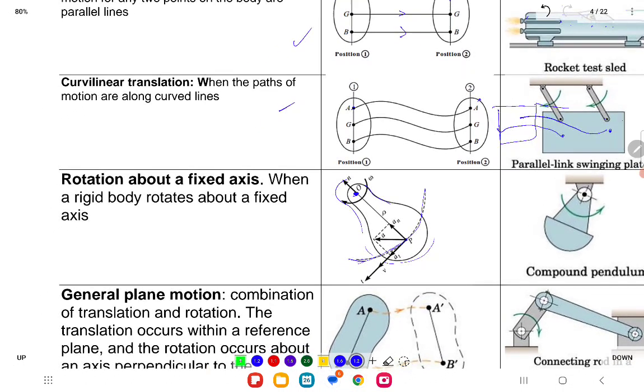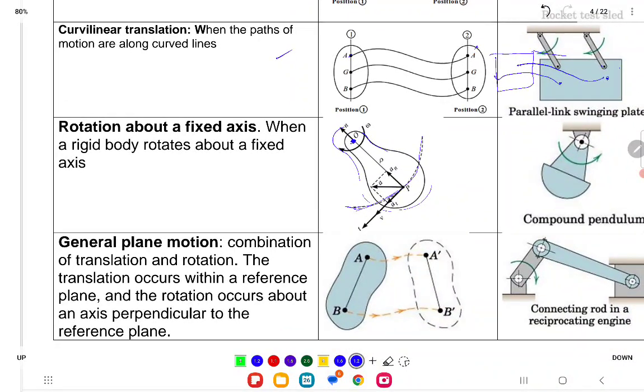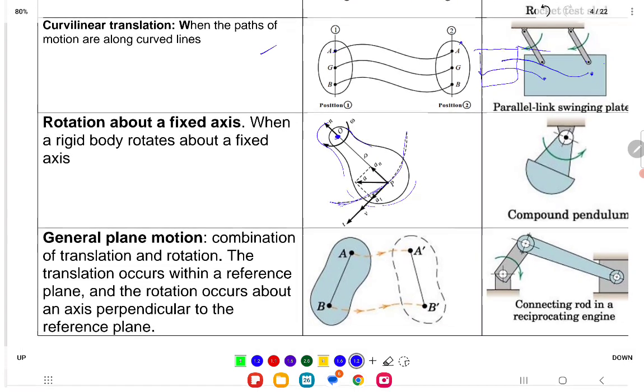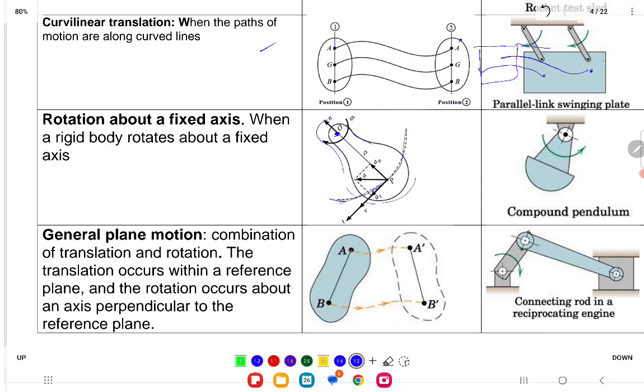Okay. The last one will be general plane motion, which really most equipment, tools, and devices apply, that they have both. It's a combination of translation and rotation. So the translation occurs with reference to the plane. So you have the 2 points A and B. They will go to A dash and B dash. So it's not just translating, it's translating and at the same time also rotating about a fixed axis.